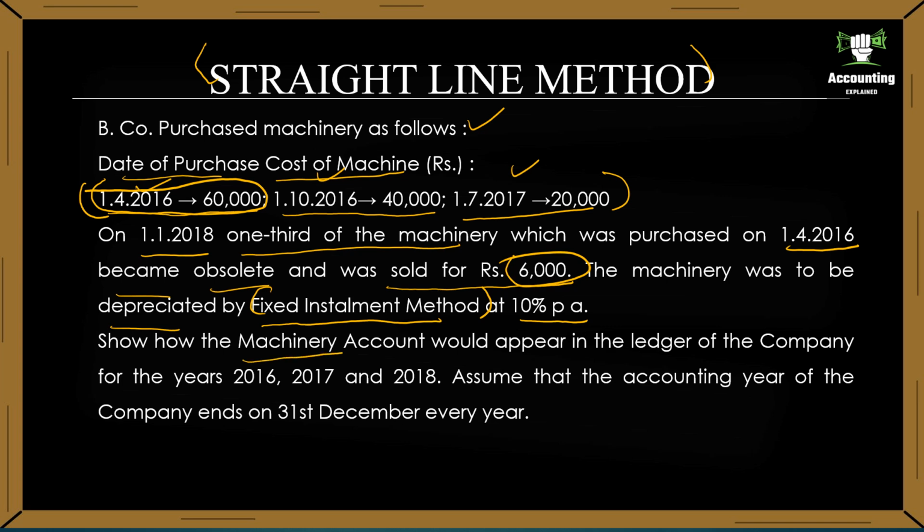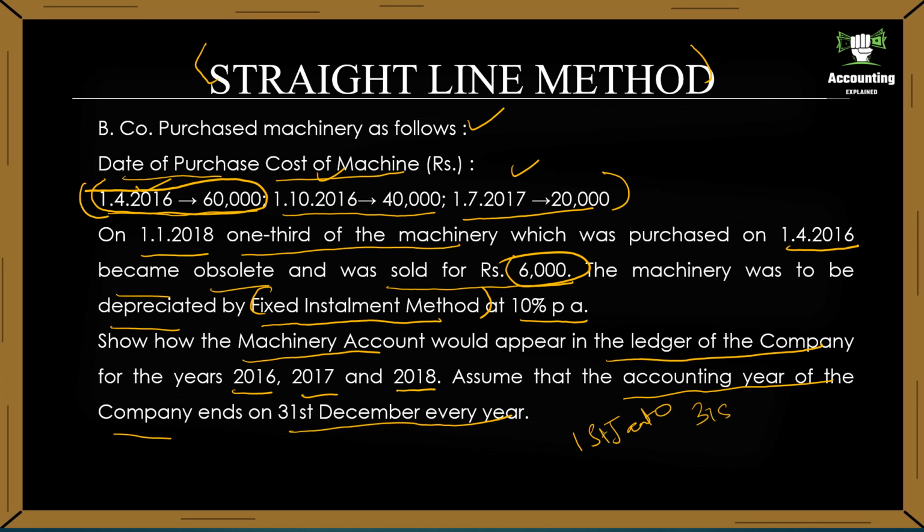Show the machinery account that would appear in the ledger of the company for the years 2016, 2017 and 2018, assuming that the accounting year of the company ends on 31st December every year. So the accounting year is from 1st January to 31st December.